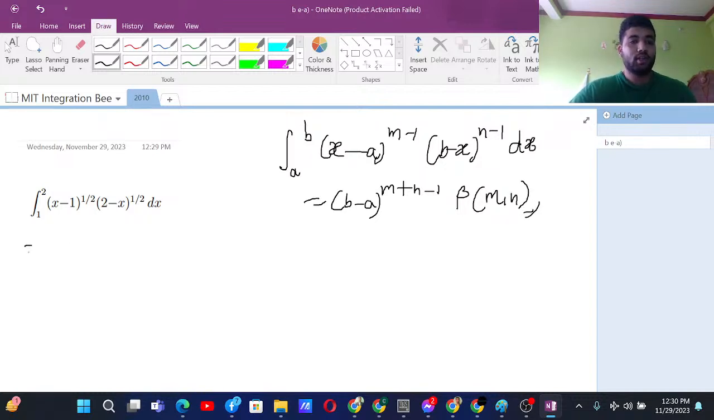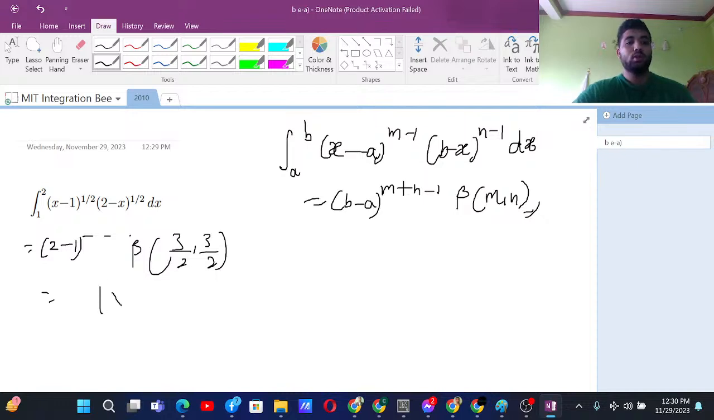We'll not take any more. So (2 − 1) to the power of a random power, I will find it out because 1 to the power anything is just 1. And then beta of m and n. m − 1 is 1/2, so m is 3/2. And n is also 3/2.